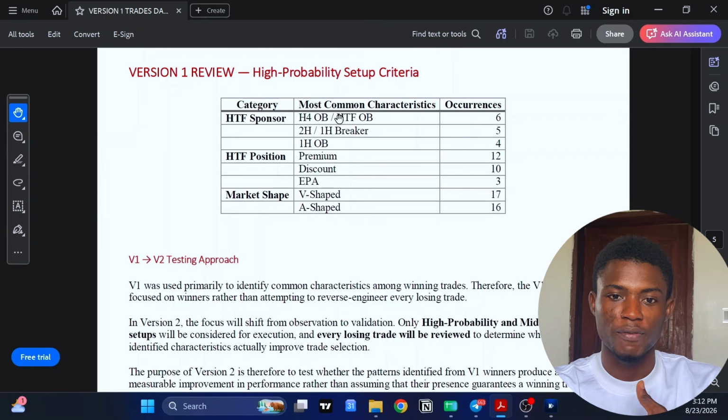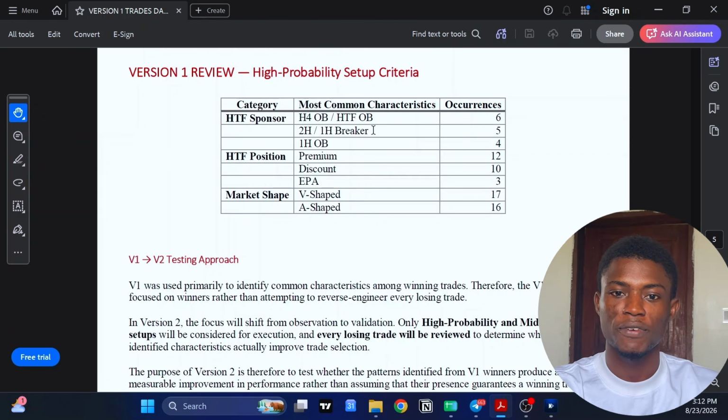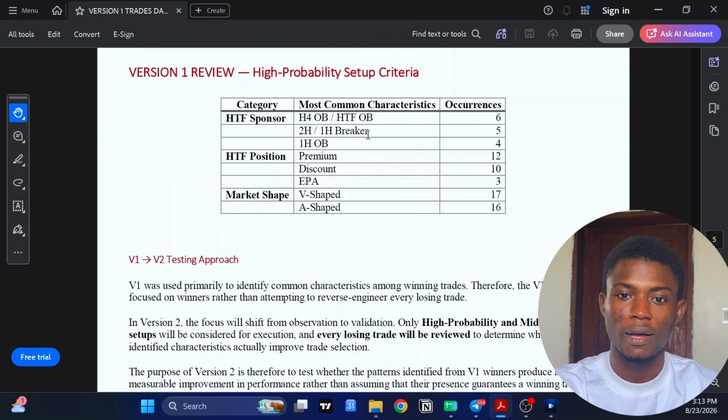So I removed that. So you can see the higher time frame sponsors: 4-hour order block, higher time frame order blocks. It can be daily order blocks, it can be weekly order blocks. Then you see 2-hour, 1-hour breaker. So breaker basically works, right? I even discovered that before I finished my testing, and you can see the occurrences for each one. Then 1-hour order block.